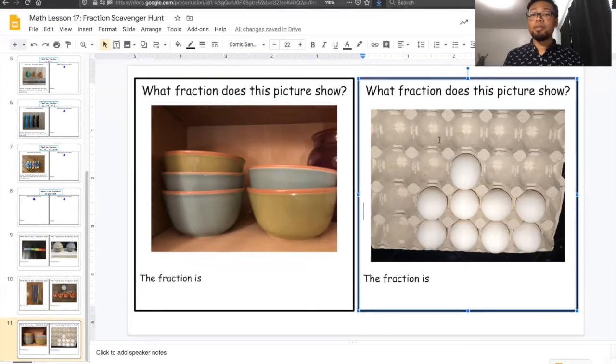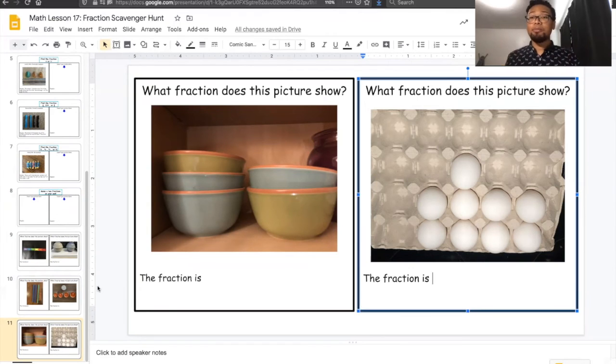Mrs. Prettle found this one. Her egg carton in her home has some eggs that are in it, but some are missing. So what fraction of the eggs are here? Can you tell what fraction it is? So this is our last fun fraction lesson. It's a fraction scavenger hunt. I hope everyone really enjoys.